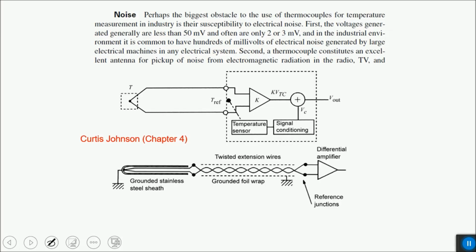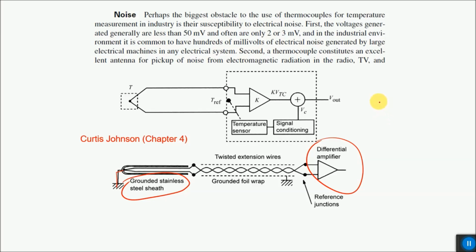So the first method that is used is to use a very high gain and a very excellent CMRR differential amplifier with our thermocouple. So the common mode noise is rejected. The second one is to use a grounded stainless steel sheet at the junction, the measurement node.